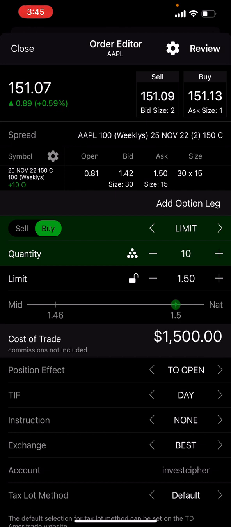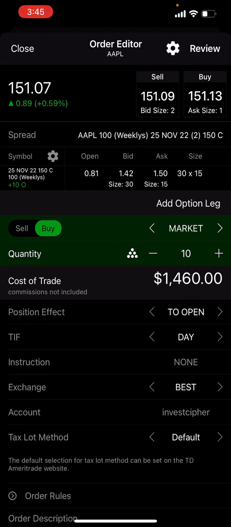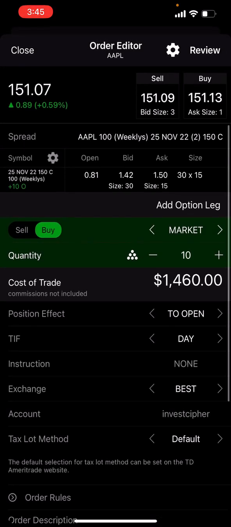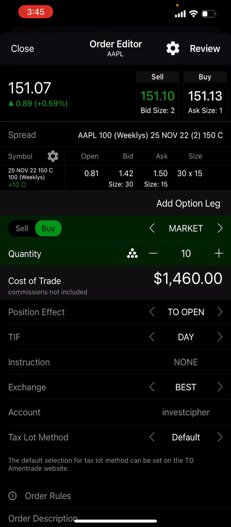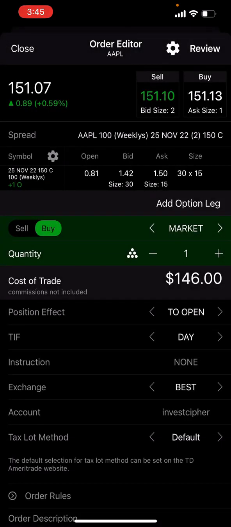But if you want to get filled immediately, at the best price at that moment, then you want to do a market order. You see the market order is actually selling us for 1.46, which is smack dead in the middle of the 1.42 and 1.5. I know it's 1.46 because if I put in one quantity, you can see the cost of the trade is 146, which is the premium. Each option contract is 100 shares, so the premium 1.42 times 100 gives you the cost of the contract, because there are 100 shares in each contract.